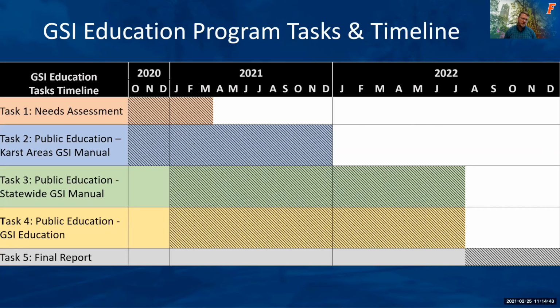And then task 4 will be actually holding workshops and trainings around the state. I know it shows that it starts in January of this year, or is going on right now, but this is really looking more towards the end of 2021 and early 2022. And then we have a final report to bring everything together. But there will be a website that houses a lot of this public education material as well.